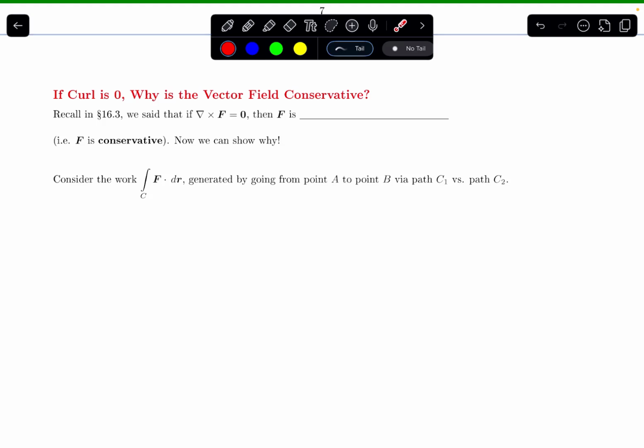In this video, we are going to learn why, if the curl is 0, our vector field is conservative. Let's recall that previously we've said that if the curl of a vector field is 0, then our vector field is what's called path independent. And that's equivalent to saying that our vector field is conservative.